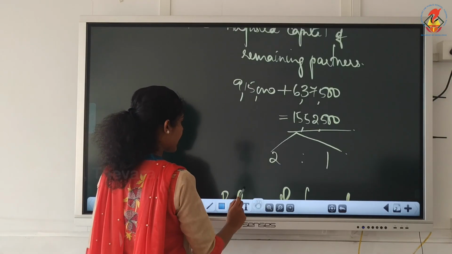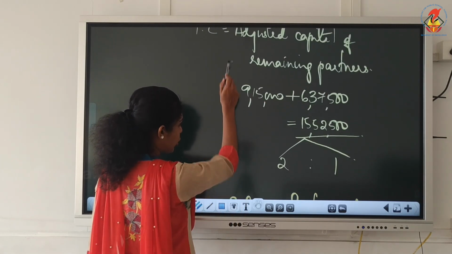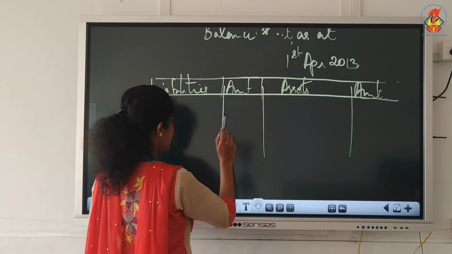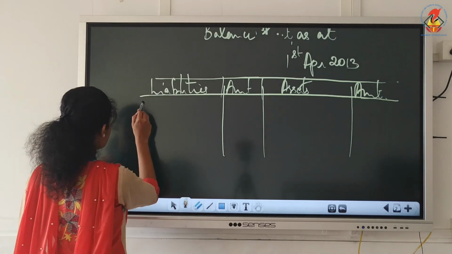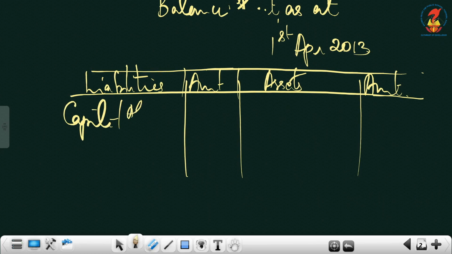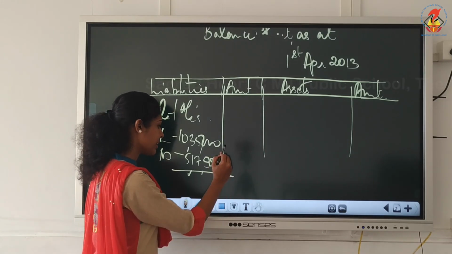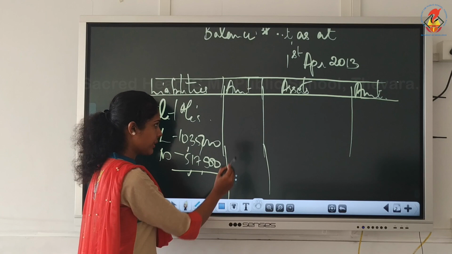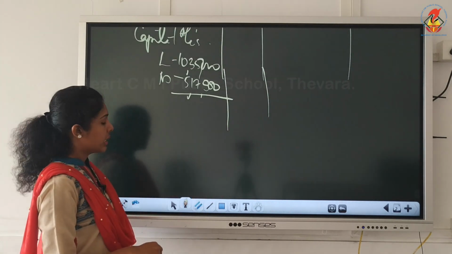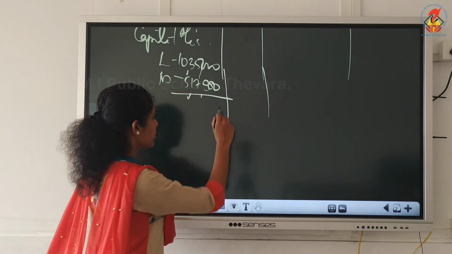And now when you write capital balances, you will have only 2 partners because partner N retired. So, you can write capital accounts L and M, 10,35,000 and 5,17,500. If you want, you can directly write these 2 figures in the outer column, or else write in the inner column first, then write the total in the outer column. Total is 15,52,500.